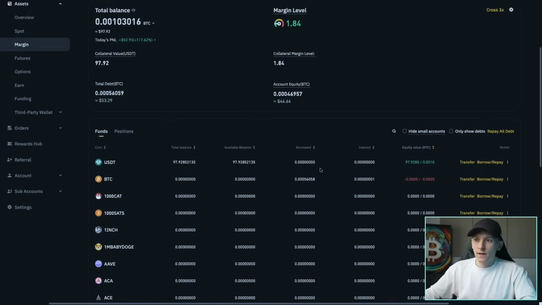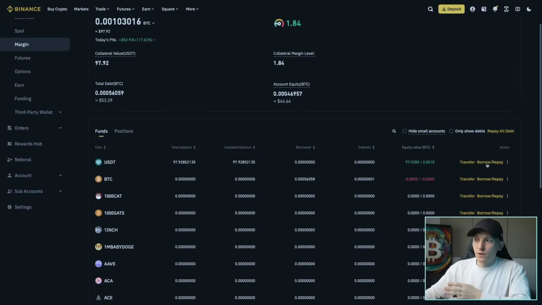So again, what we're going to do here is pay back the Bitcoin. Now, you could go to borrow, repay. And if you have Bitcoin in your spot trading account, you can just transfer it into your margin account to pay off the debt. Because you've sold Bitcoin and you're short Bitcoin to Binance, you can just pay off the debt by putting some Bitcoin in your account.